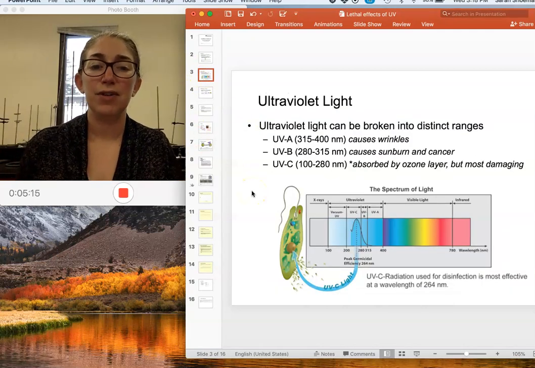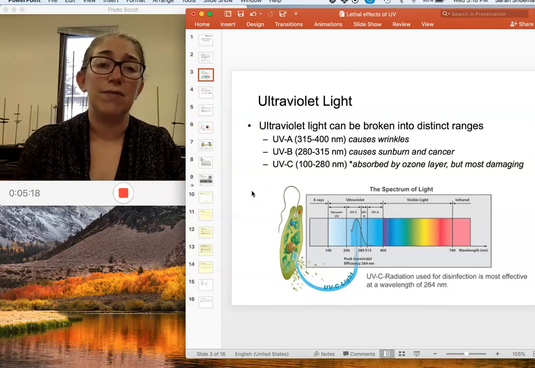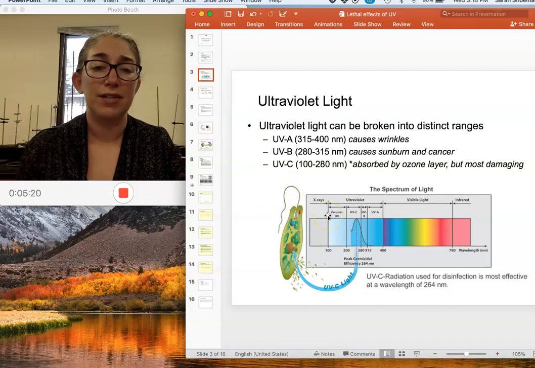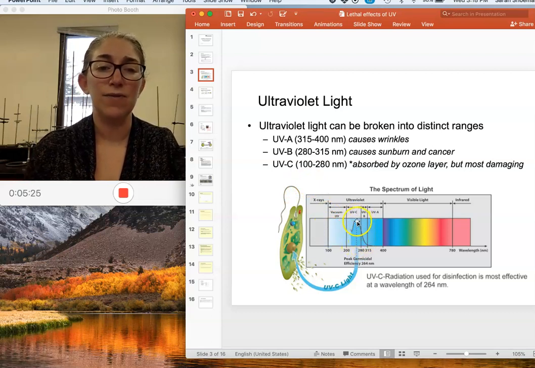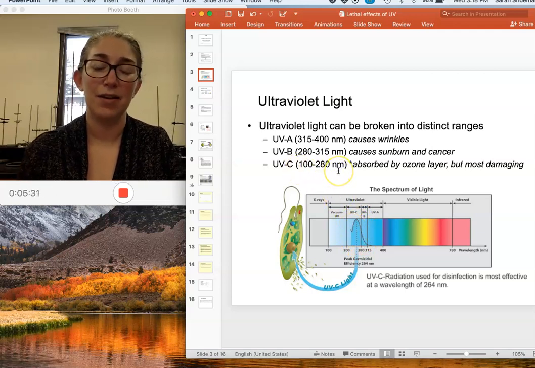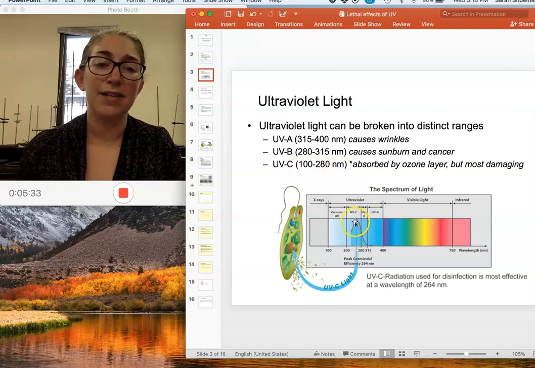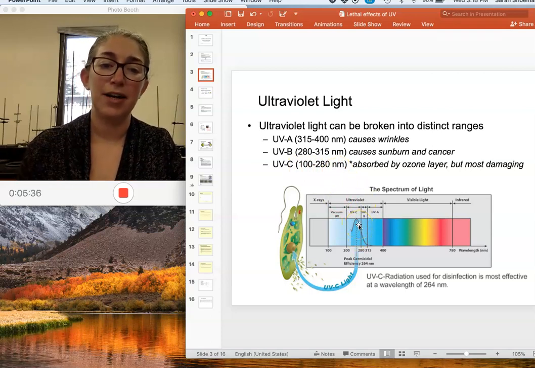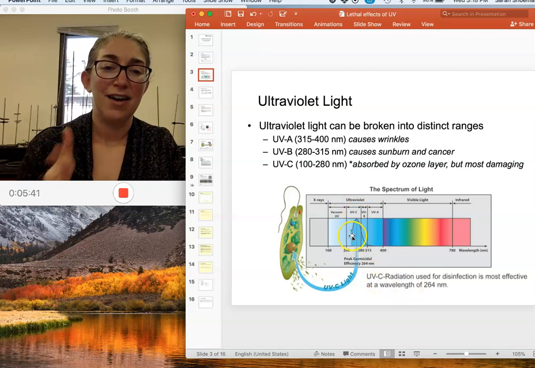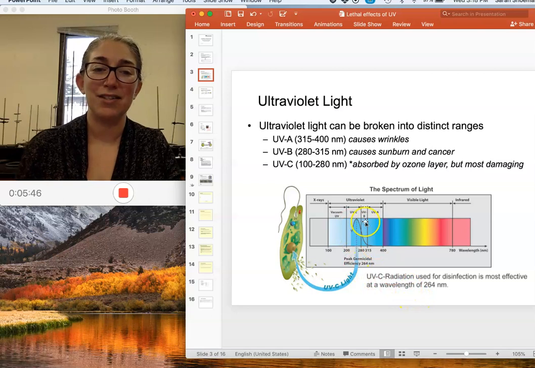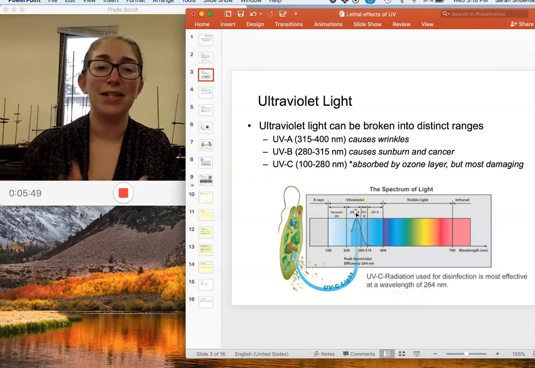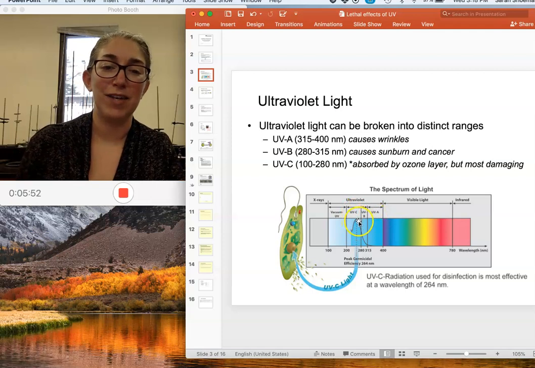There are different types of UV light. UV light can be broken into distinct ranges: UVA, UVB, and UVC. It's in the UVC range, between 100 and 280 nanometers wavelength, that is most fatal to bacteria, most lethal. Technically, the ideal sterilizing wavelength is 264 nanometers. That is the peak of the bactericidal ability of UV light.